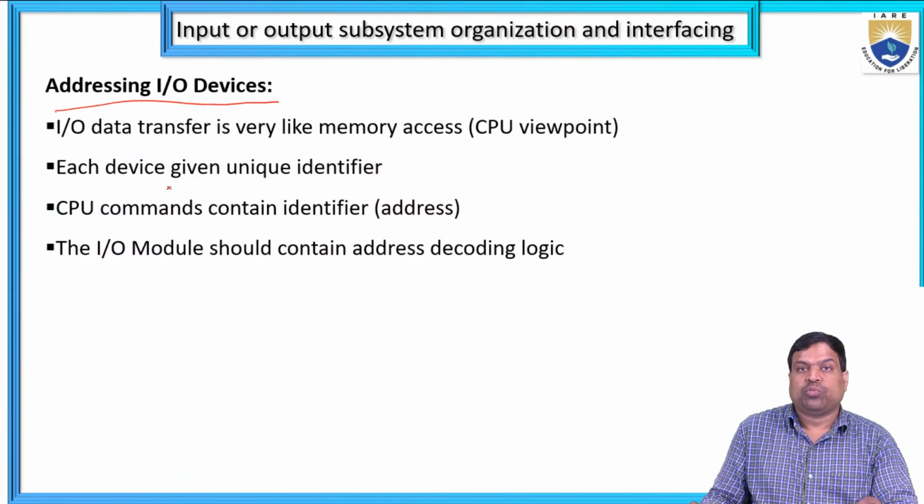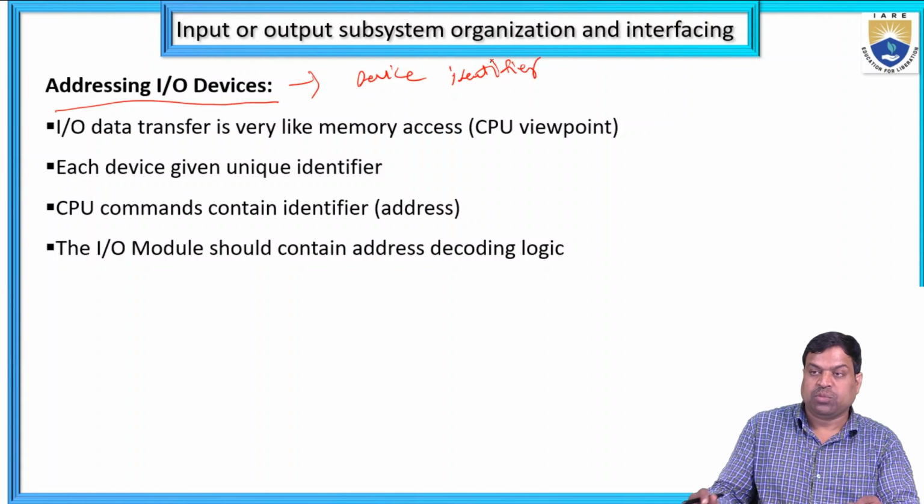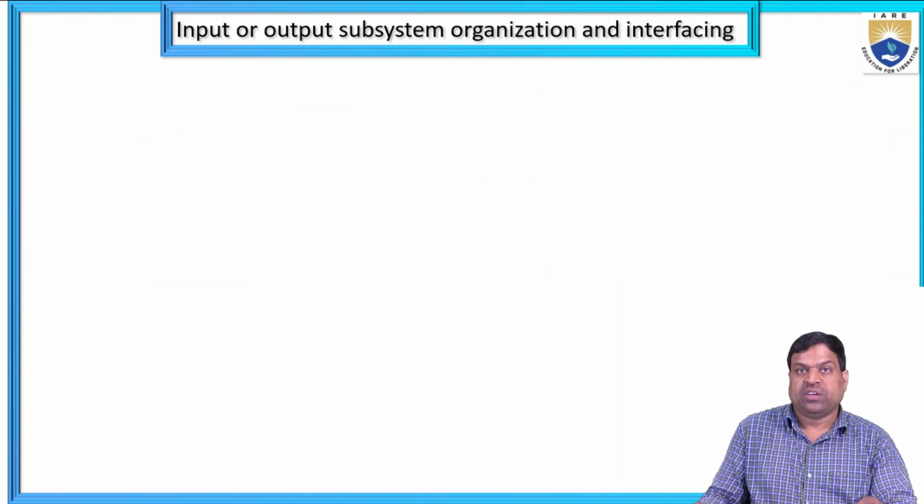Input-output data transfer is very likely memory access from the CPU viewpoint. Each device is given a unique identifier. CPU commands contain the identifier, and the input-output module should contain address decoding logic, which is about the device identifier.